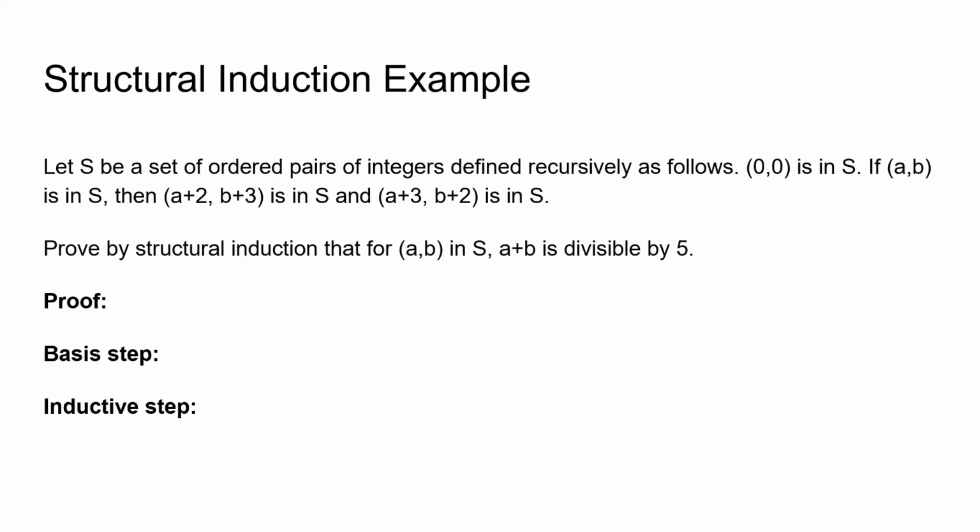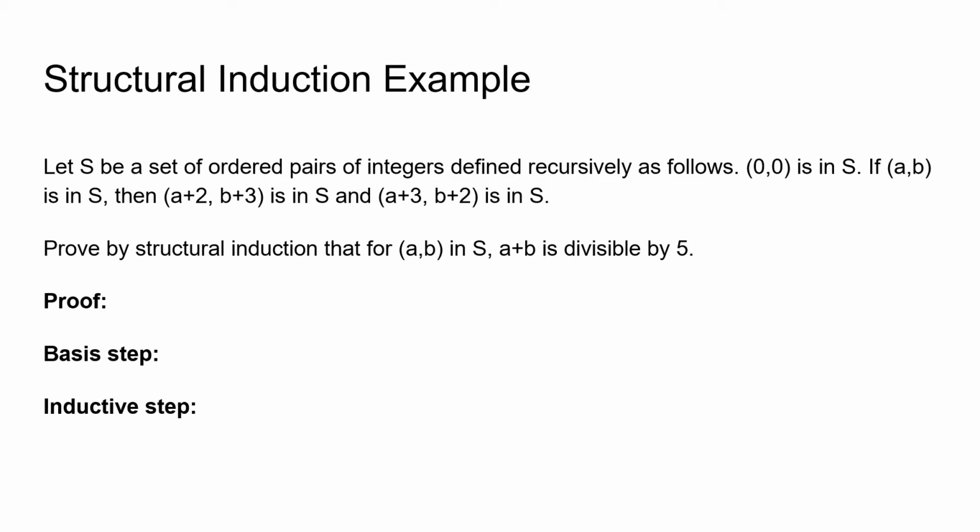So let's do an example. S is a set of ordered pairs of integers that's defined recursively. So here's how this recursive definition works. The pair (0, 0) is an element of S. And then for any pair (a, b) that is an element of S, the pair (a+2, b+3) is also in S, and (a+3, b+2) is also in S.